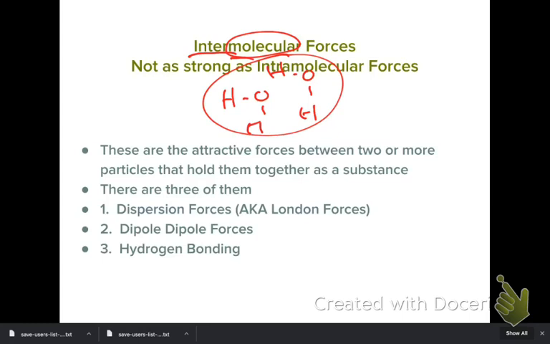And there's three of them. First one is called dispersion forces, and you also see it called London dispersion forces or London forces, named for Fritz London, who developed this idea about these forces. And dipole-dipole forces and hydrogen bonding. So we have three types of intramolecular force, and we have three types of intermolecular force.